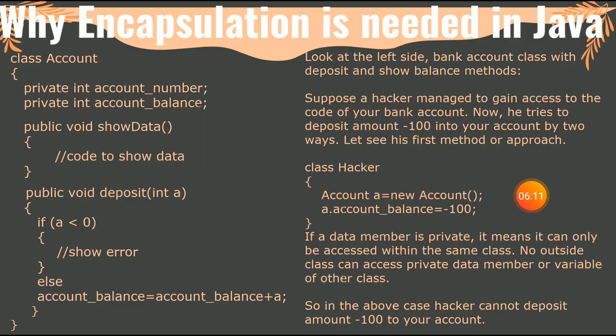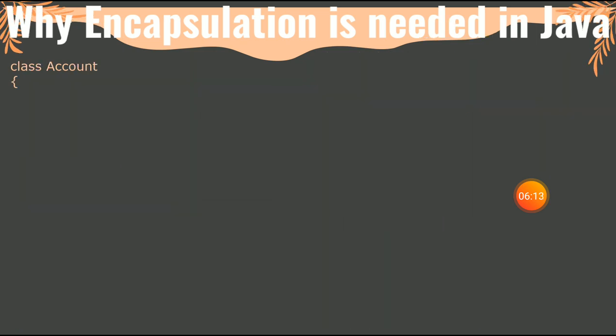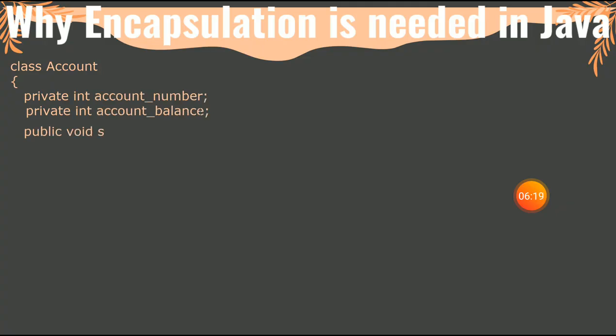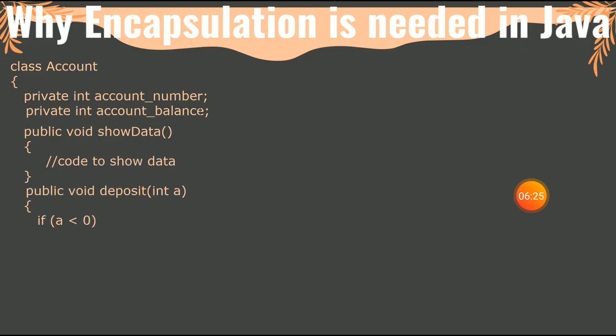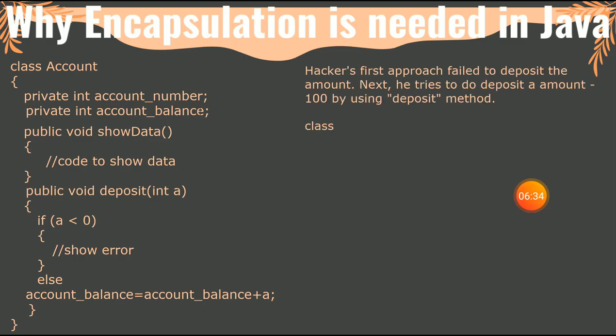So let's look at some other way that hackers might disturb your code. The same code I am writing: private int account number, private int account balance, and these two methods. Same code, to show you another way hackers might hack your code. So the hacker's first approach failed to deposit the amount.